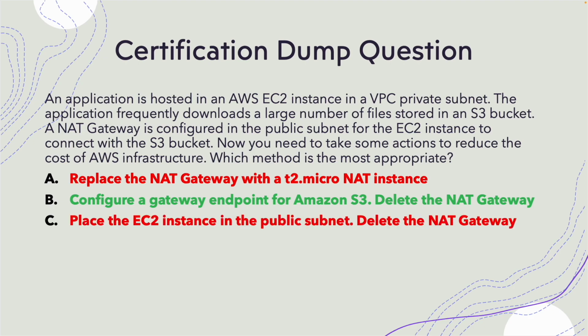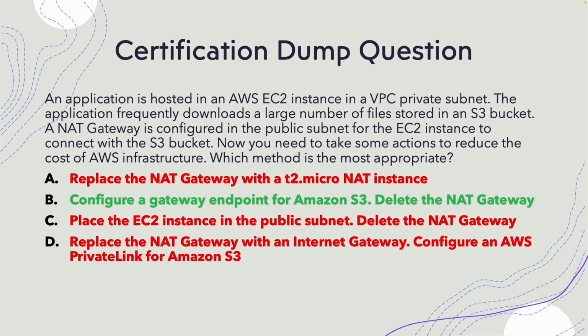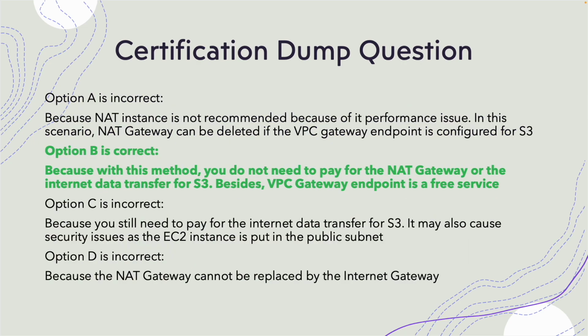If you gave option C as the answer, that was also incorrect because you still need to pay for the internet data transfer for S3. It may also cause security issues as the EC2 instance is put in the public subnet. And if you gave D as the answer, that is also incorrect because the NAT gateway cannot be replaced by the internet gateway. And with that, we conclude our brief overview of working with different AWS services.